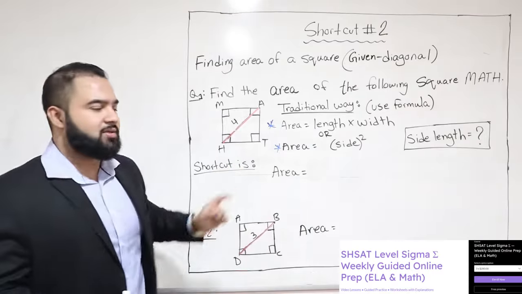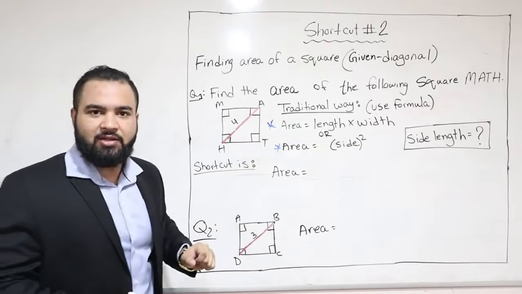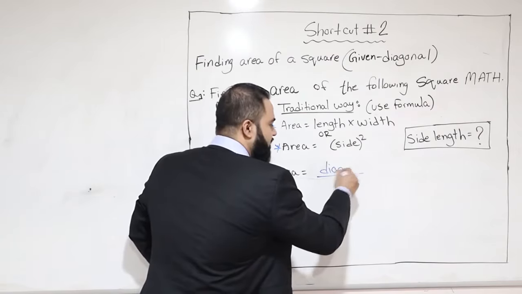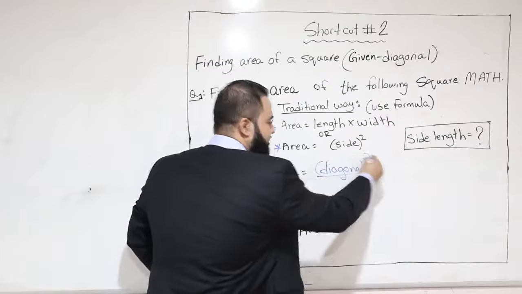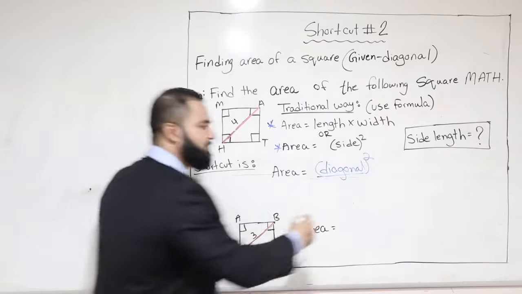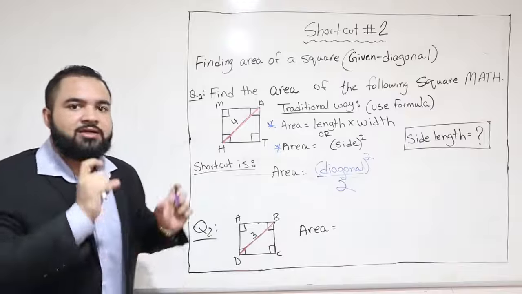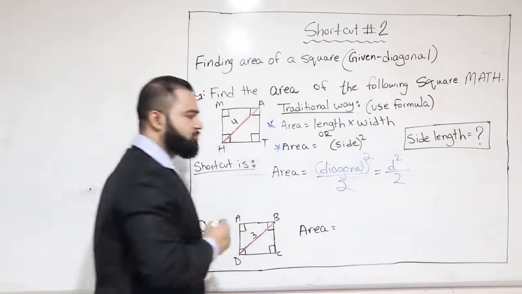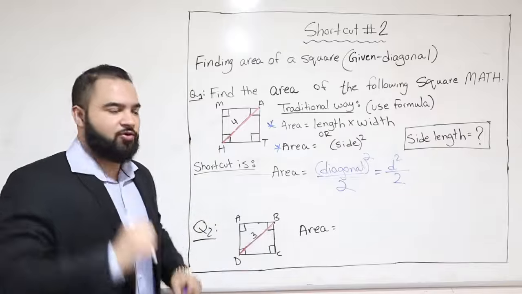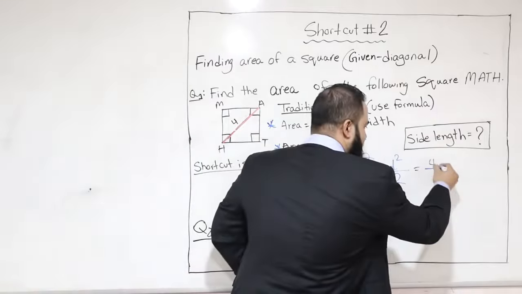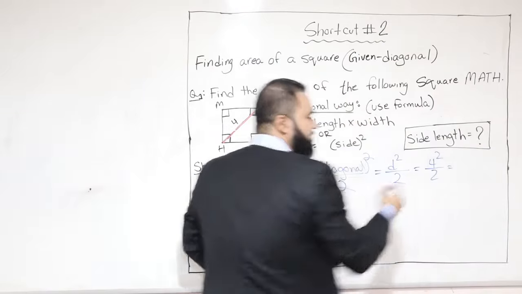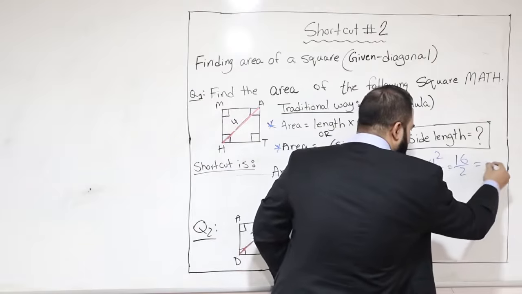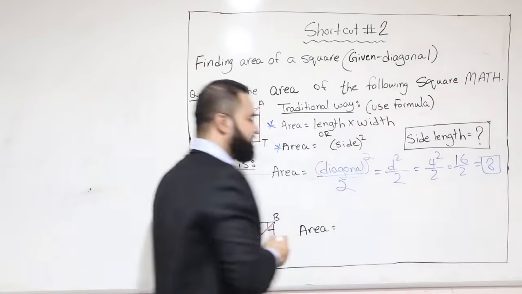Now we have the shortcut. The shortcut is, if you know the diagonal, in order to find the area, you could just square the diagonal, means diagonal power 2, and divide it by 2. Square the diagonal, divide it by 2. What is the diagonal? 4. So square 4 means 4 power 2 divided by 2. Now 4 power 2 means 16. Now 16 divided by 2 is 8. Now this is your area.